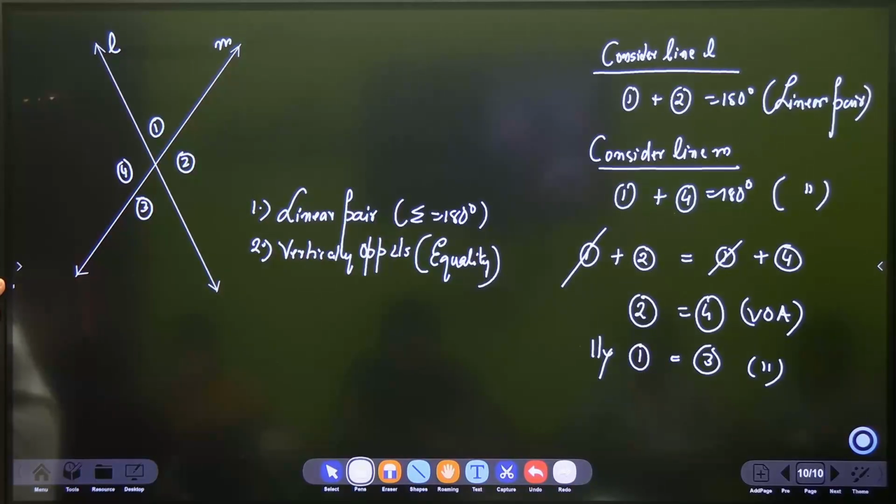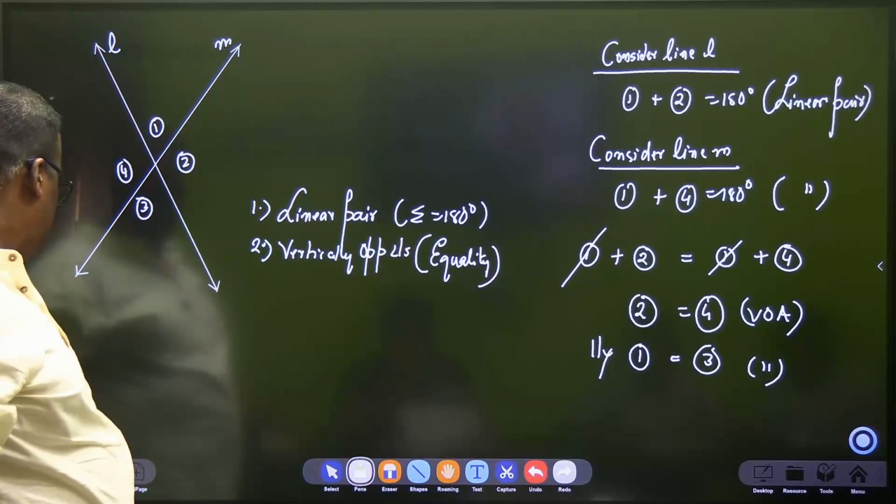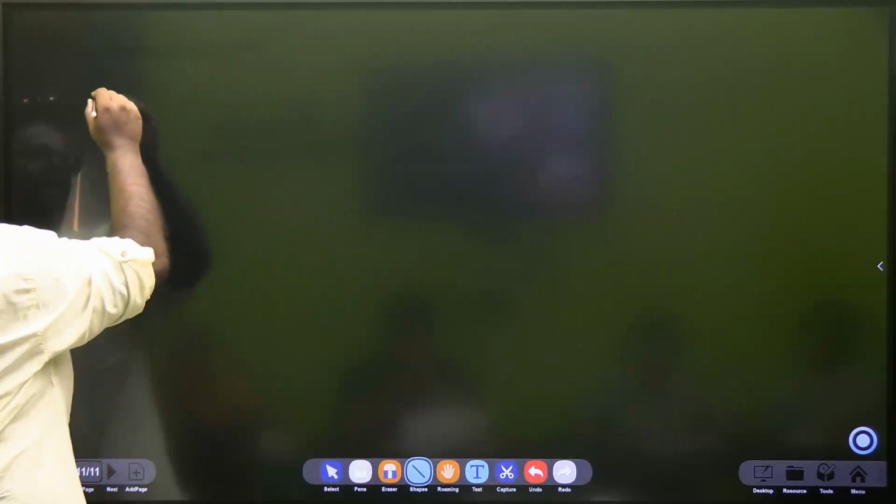So linear pairs, these are all the weapons that are there with you, and with this only you have to win that match, whichever question comes up. So linear pair is known to you, vertically opposite angles, and also remember the angle sum property of a triangle. This you know from your previous classes is how much? 180 degrees, right? Fine. So let's go ahead, shall we? Okay, चलिए आगे बढ़ते हैं, and we talk about now something called parallel lines.